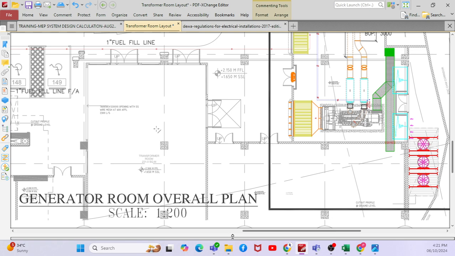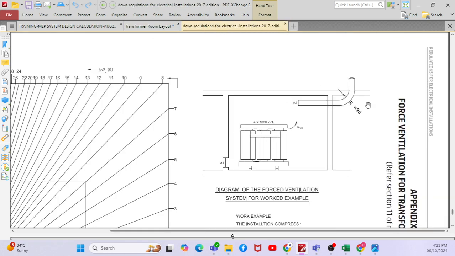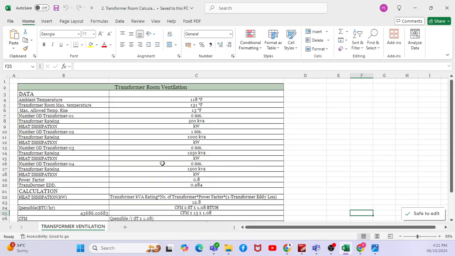Clear, right? Now this is one sample example. You can see this is one of the guidelines, where you can see the transformer is in an enclosure. Whatever heat dissipates from the transformer has to be taken out from the transformer room. That is why we are going to calculate the transformer ventilation fan capacity. So to calculate your transformer fan capacity, this is the equation for transformer room ventilation.